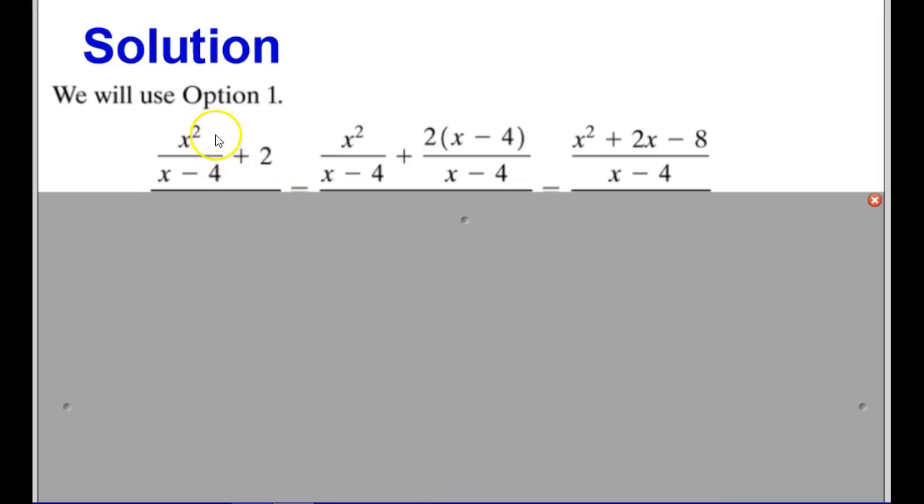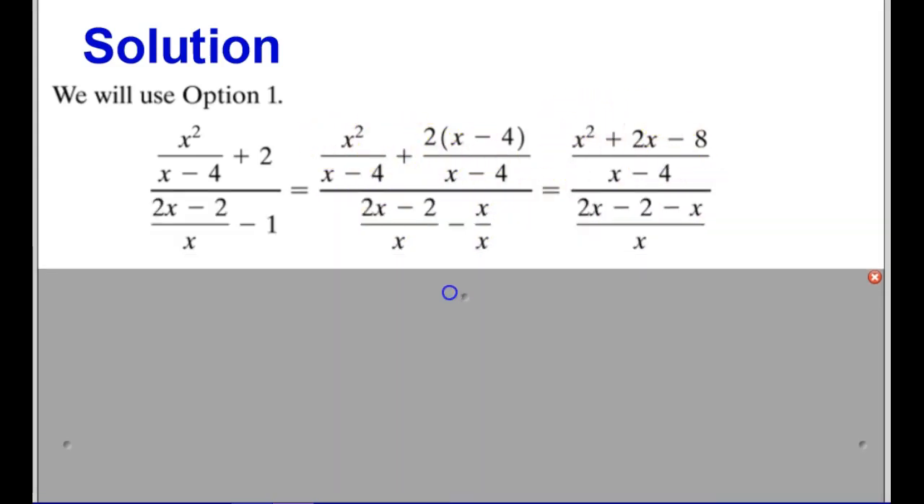Okay, so first thing is you want to add these fractions, but I don't have a common denominator, so I have to find my common denominator, which we're going to use as x minus 4. In order to get this second term to have that same denominator, I multiply by x minus 4 over x minus 4. Now that I have common denominators, I can go ahead and add and simplify.